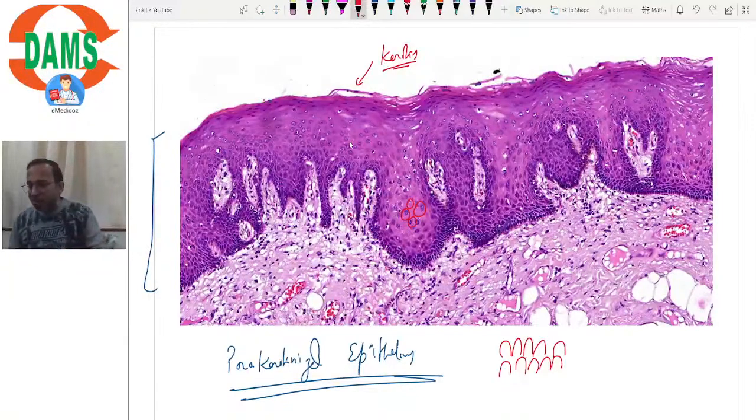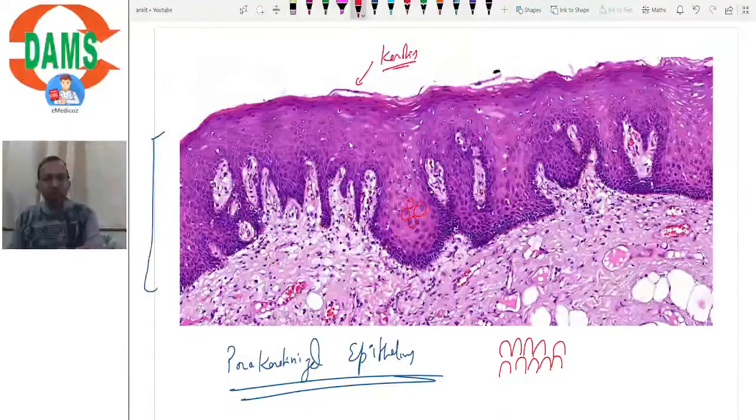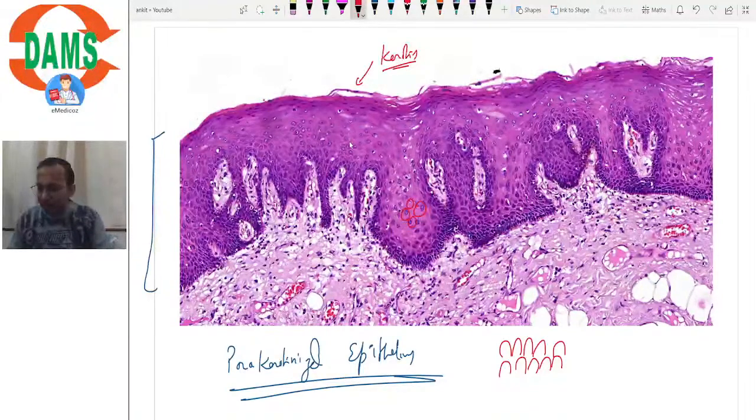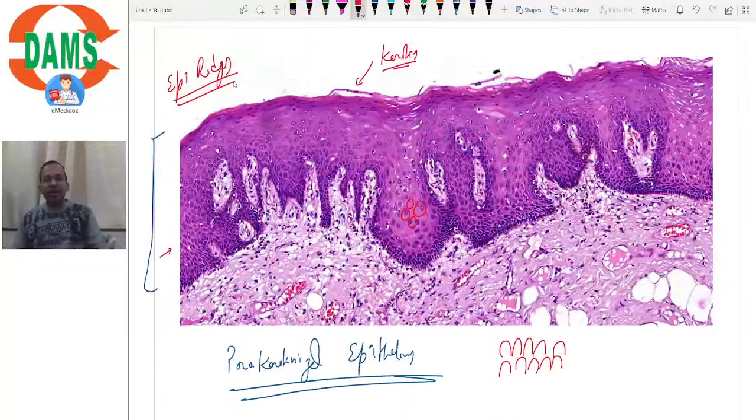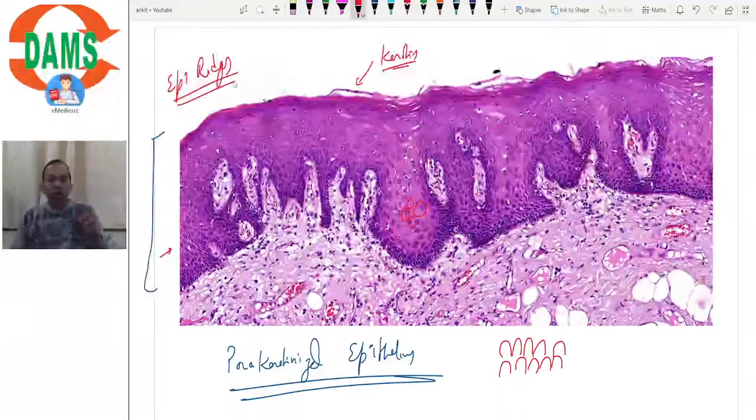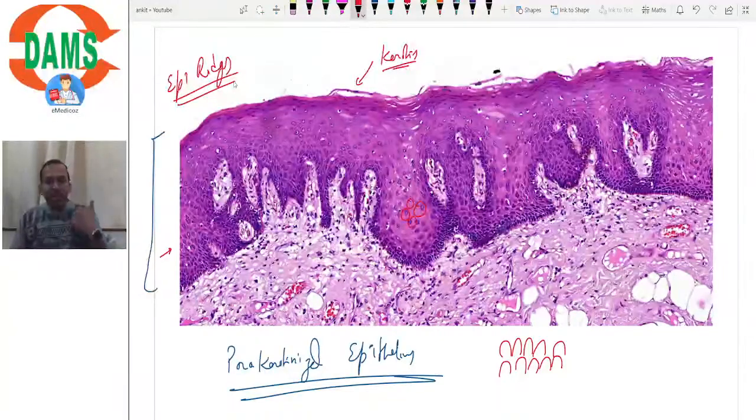Now, you can also differentiate between the epithelium based on the shape and size of these rete ridges. These epithelial ridges can help you differentiate between different types of epithelium. For example, non-keratinized epithelium or para-keratinized epithelium might show short and thick rete ridges, whereas the masticatory mucosa will show thin and long rete ridges. Masticatory mucosa means, let's say, palate and gingiva. So palate and gingiva will show thin and long rete ridges, right?